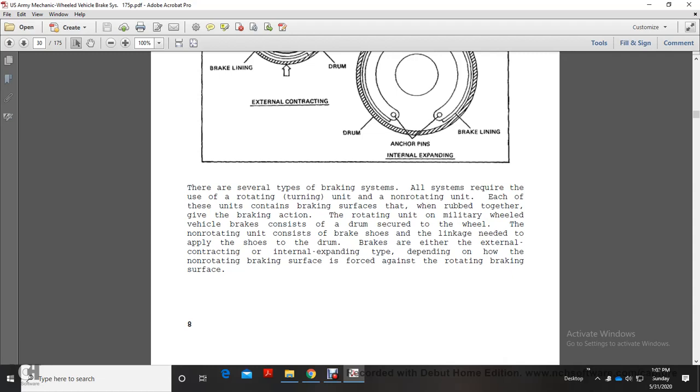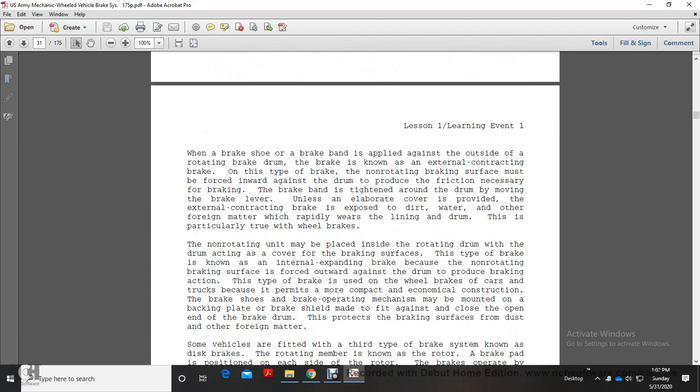The linkage needed to apply the shoe to the drum differs. Brakes are either the external contracting or the internal expanding type, depending on how the non-rotating brake surface is forced against the rotating braking surface. When a brake band is applied against the outside of the rotating brake drum, the brake is known as an external contracting brake. On this type of brake, the non-rotating braking surface must be forced inward against the drum, producing the friction necessary for braking. The brake band is tightened around the drum by moving the brake lever.